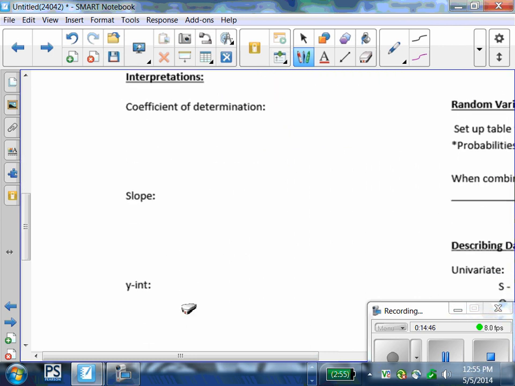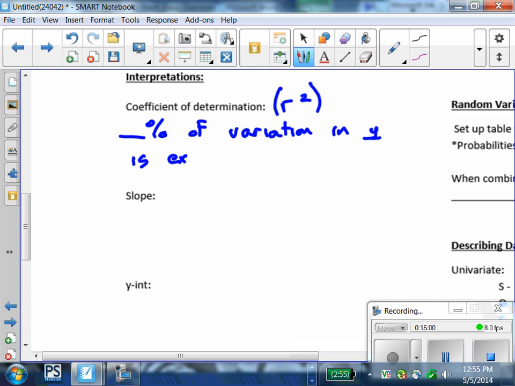Talking about interpretations of some of these big terms, coefficient of determination, again, that's r squared, and that just says blank percent of the variation in y is explained by the linear model, x being the explanatory, y the response variable.